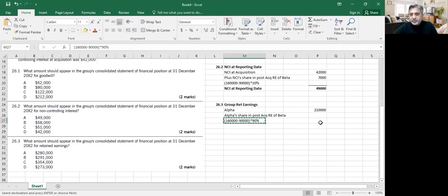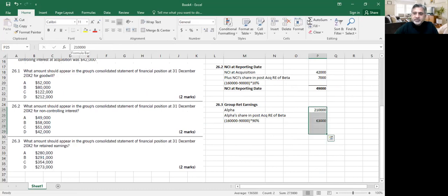Control C, I'll put it here, Control V, and I'll put equals to. And the answer comes as 273,000. So this is called group retained earning.